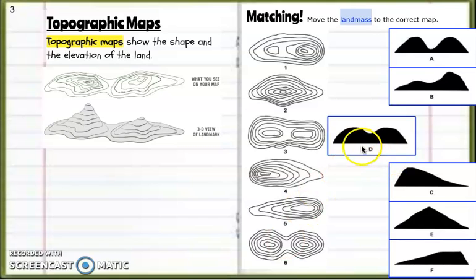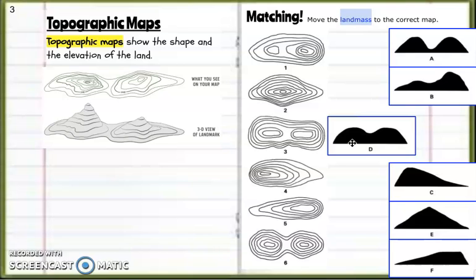So here we can see that D matches with number 3. I'm just going to drag and drop that one. D matches with 3. And you can see that it has two peaks, and the peaks are kind of flat. So if I were a bird floating above this, it would look something like this. Let's do another one together.